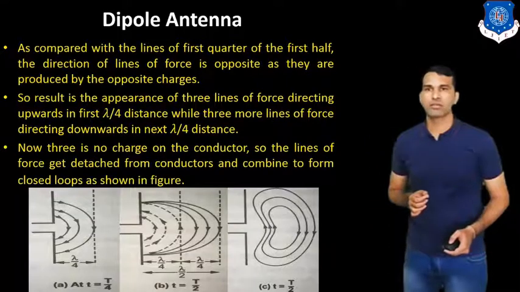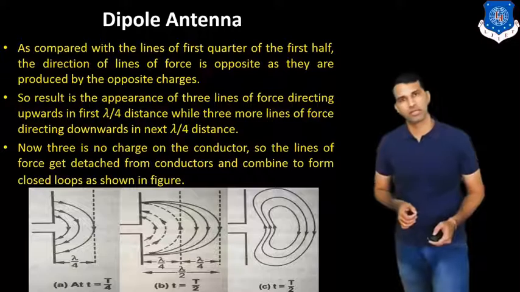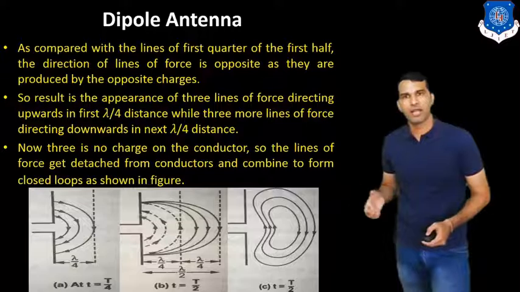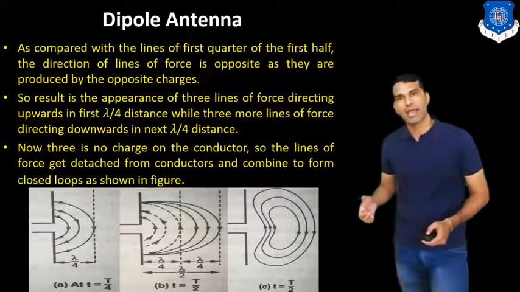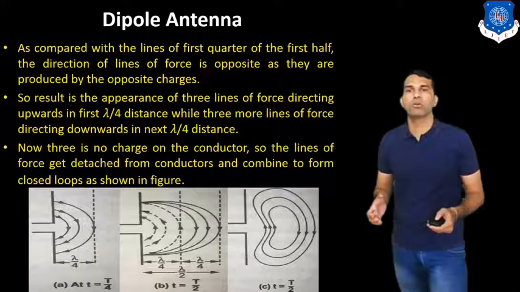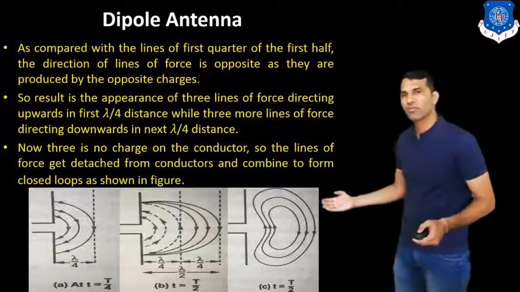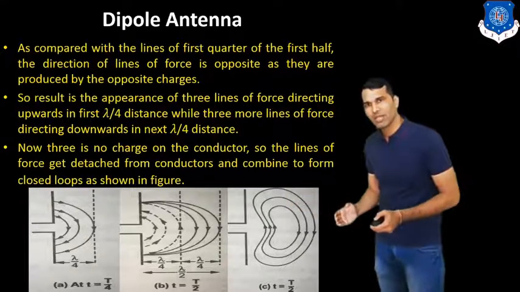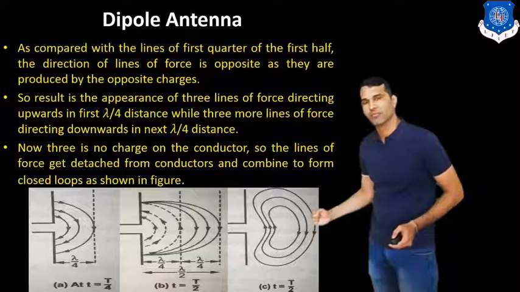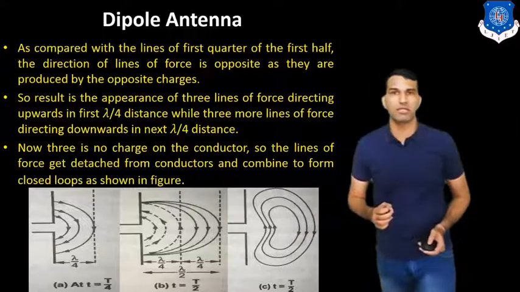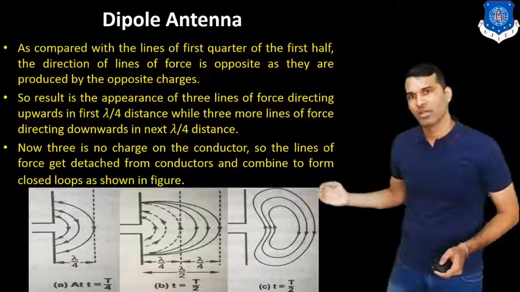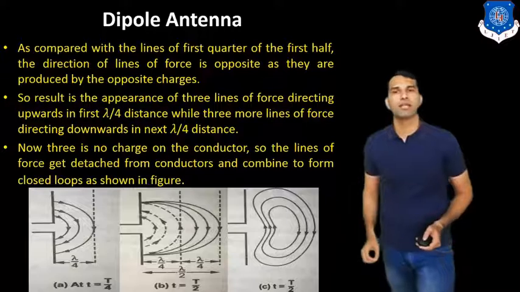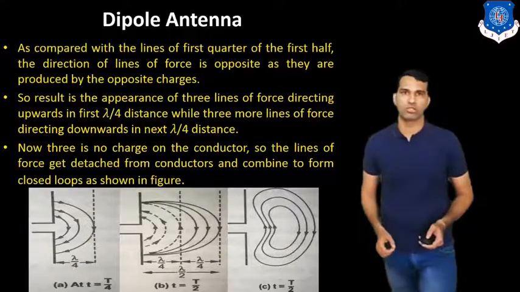Now there is no charge on the conductor. So the lines of force get detached from the conductor, or we can say from the antenna, and combine to form closed loops as shown in the figure. So here the first half and second half are combined, and finally we get this type of radiation. So this is the radiation mechanism of the dipole antenna. By using this principle, the dipole antenna works and radiation is produced.